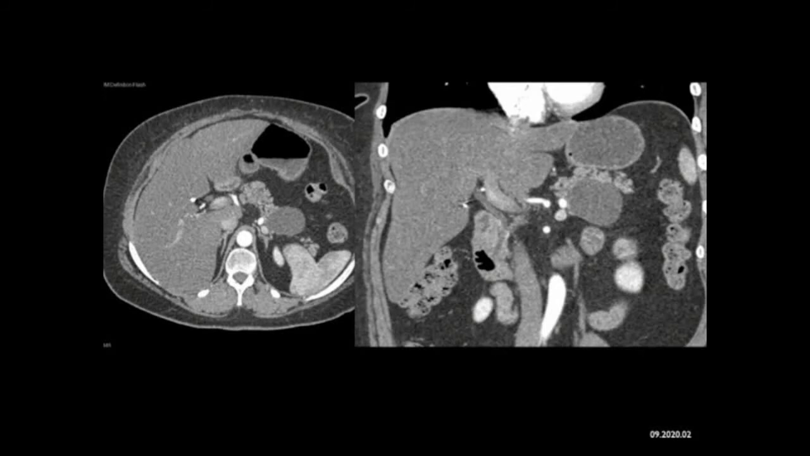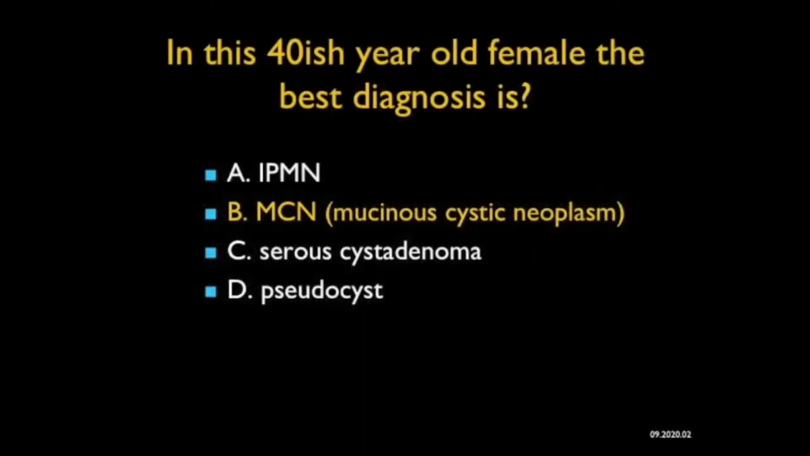This could be a serous cystadenoma, but there are no septations. You can get an oligocystic type of serous cystadenoma, but that's a thought. IPMN, kind of hanging off like that, no dilated pancreatic duct, that's a bit atypical. The best diagnosis is really going to be between a mucinous cystic neoplasm and a serous neoplasm. And I think because of the way the lesion is sitting, because of the patient's age, I would go with a mucinous cystic neoplasm, which indeed this was.